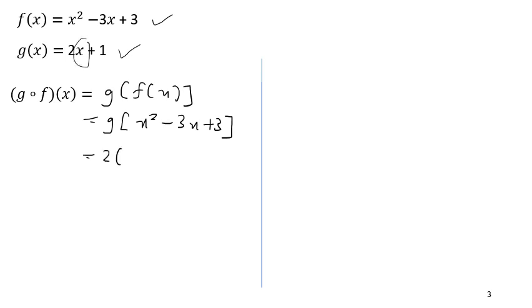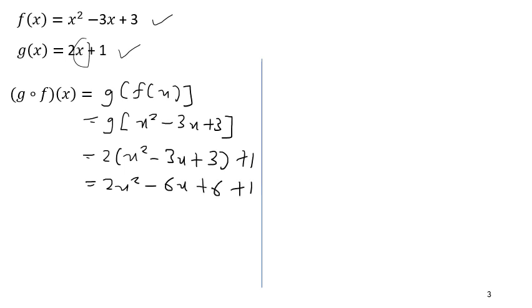So 2 times x squared minus 3x plus 3, and then lastly plus 1. So expand this one: 2x squared minus 6x plus 6, and then lastly plus 1. So we can simplify this and we get the answer 2x squared minus 6x plus 7. Okay, right, so this is how to find composite function gf.